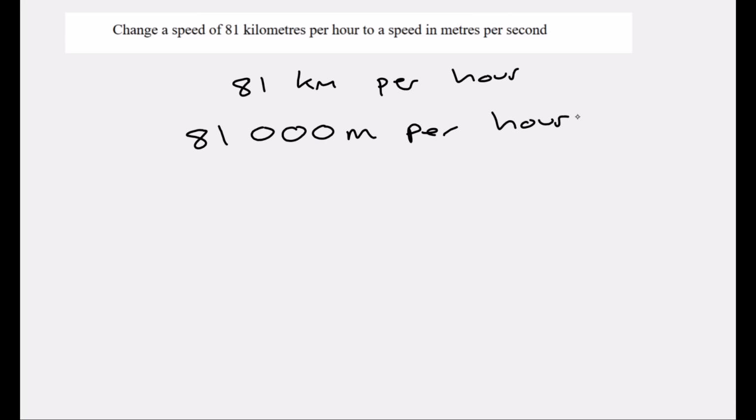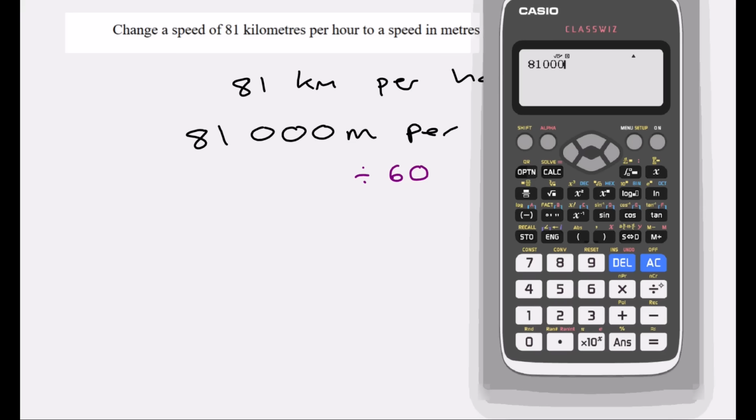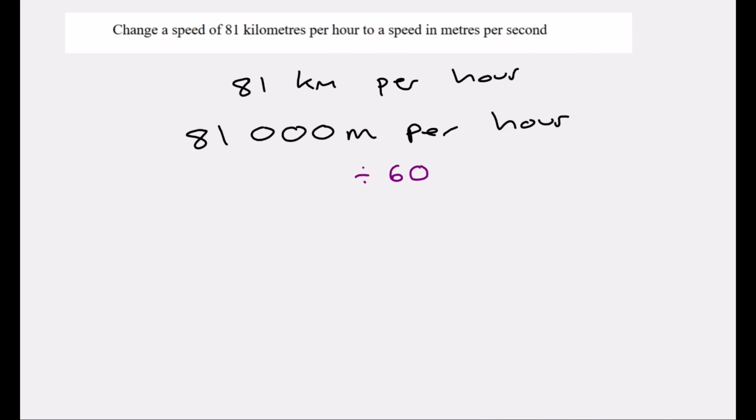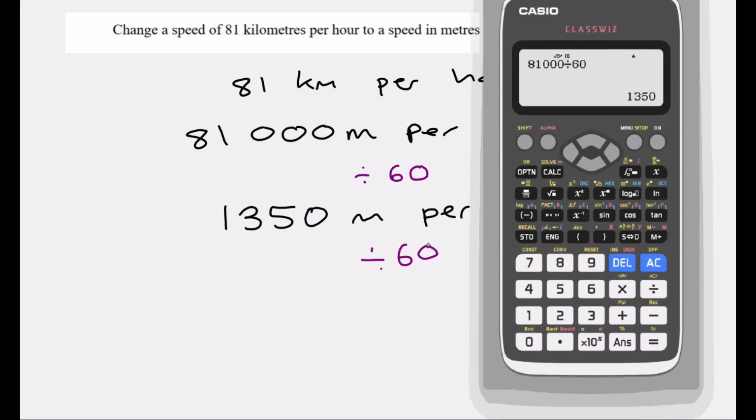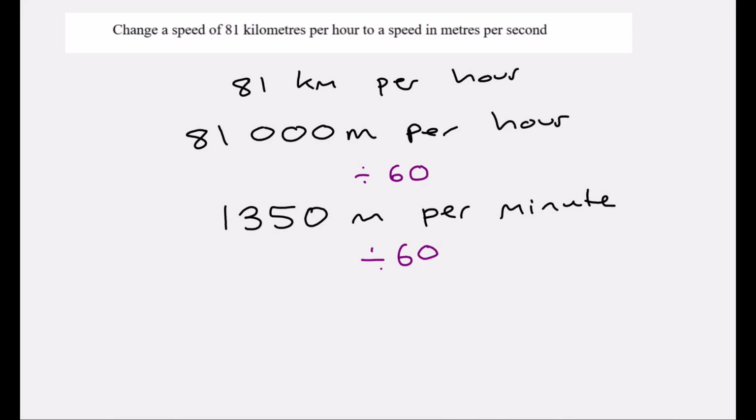Question 27. Change a speed of 81 kilometers per hour into meters per second. So 81 kilometers we can rewrite as 81,000 meters. So if we're going 81 kilometers per hour, we're going 81,000 meters per hour. So that's how far we can go in an hour. To change it to minutes, we divide by 60. So we can go a 60th of the distance in a minute, which is 1,350 meters for each minute. But we want seconds, so divide by 60 again. And we get 22.5. So that's 22.5 meters per second.